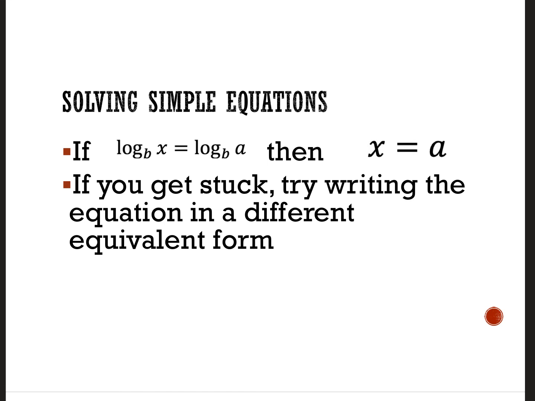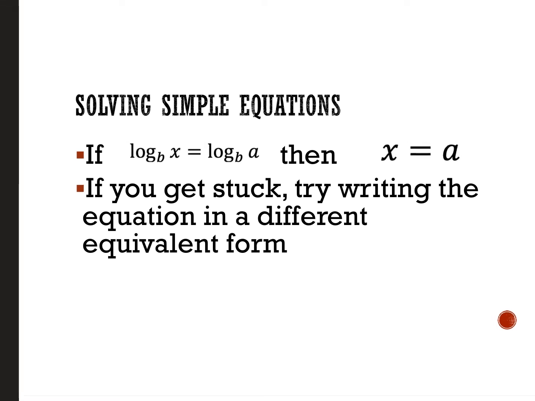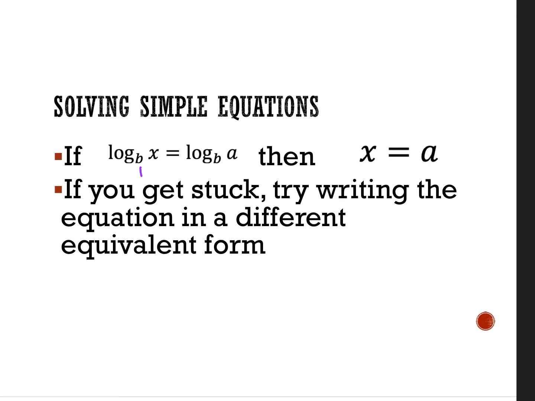This first one says, if the log base b of x equals log base b of a, then x equals a, which hopefully makes sense as long as these bases are the same, right? As long as they're both b or both 8 or both 1500. As long as they're the same, then this argument has to equal this argument. And again, I said this at the beginning of this lecture: when you get stuck, try writing it in a different equivalent form.